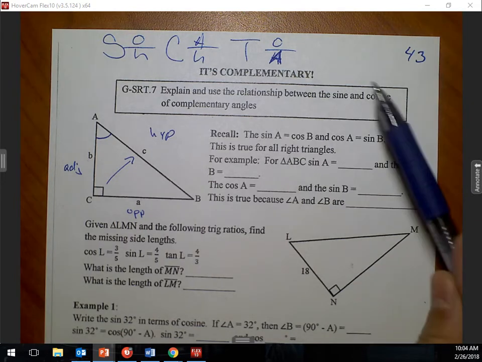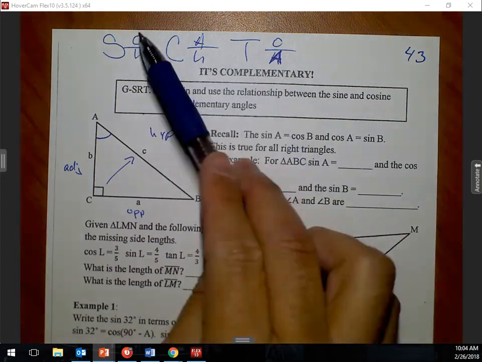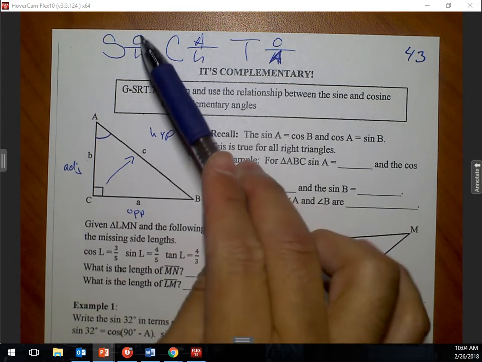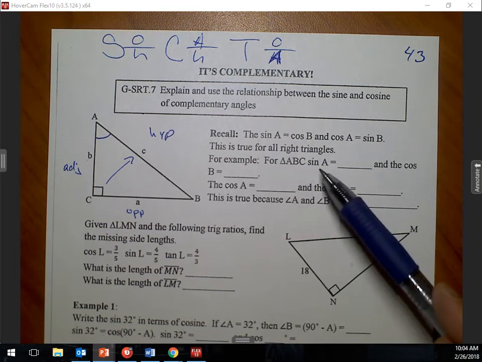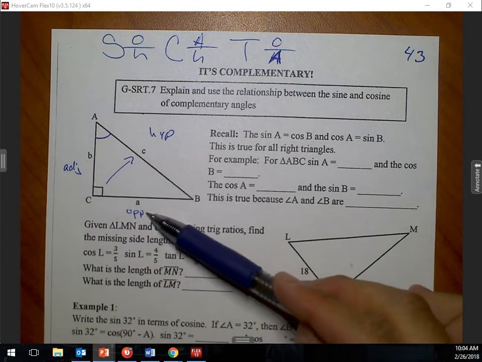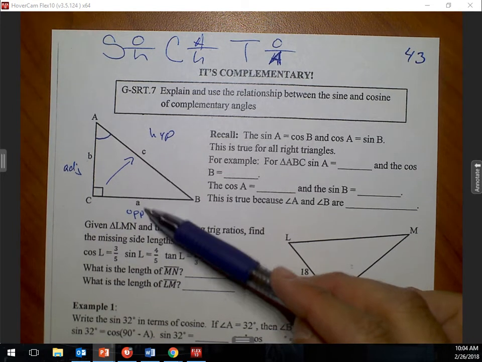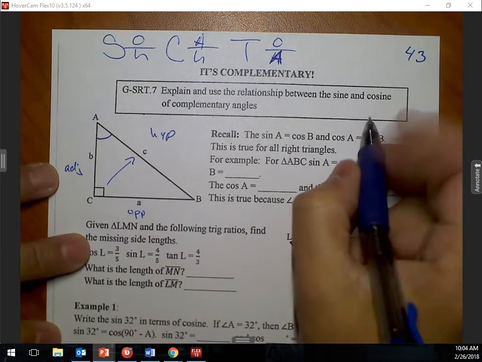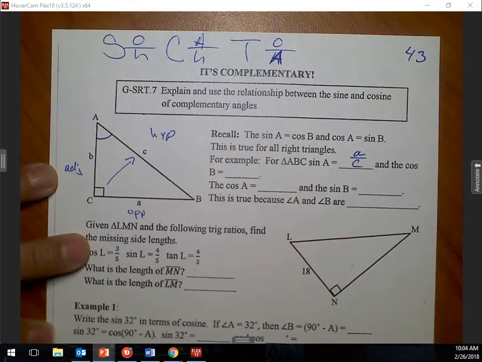Alright, so, sine. Sine is what over what? Opposite over hypotenuse. Very good. Opposite over hypotenuse. So sine, if I'm looking for sine, my opposite is A. My hypotenuse is? Very good. So it's A over C.